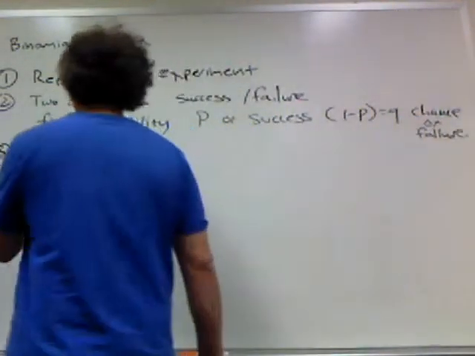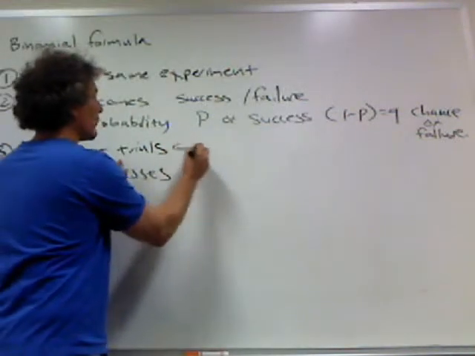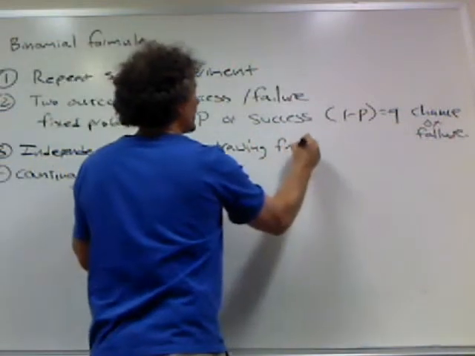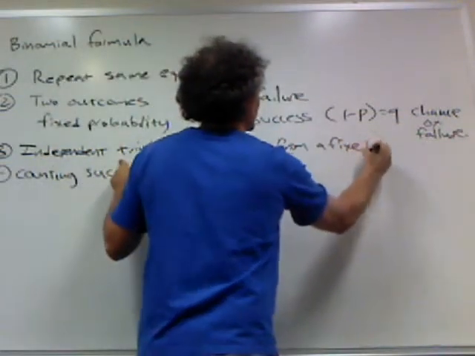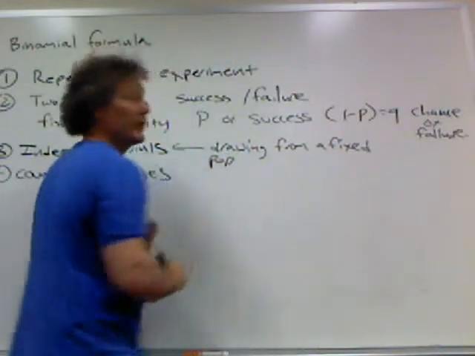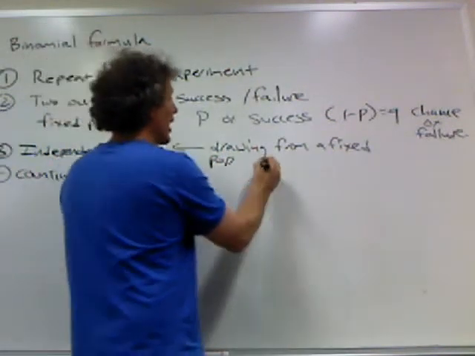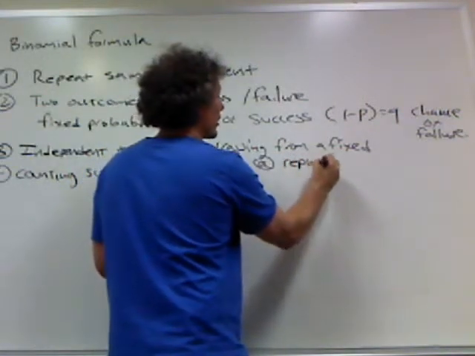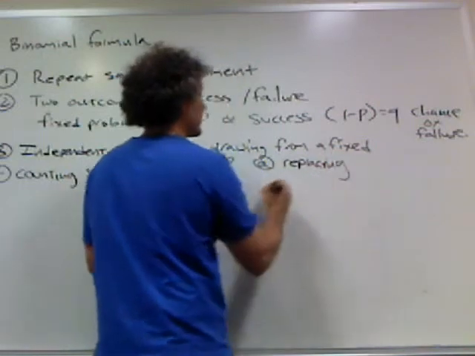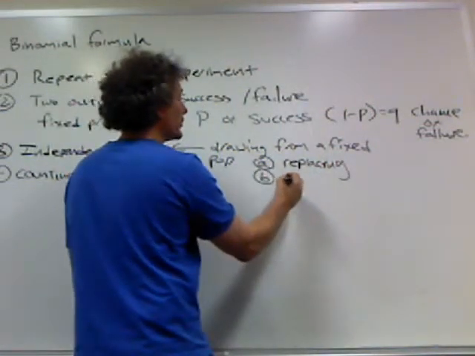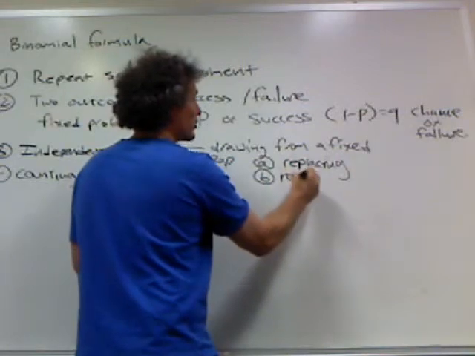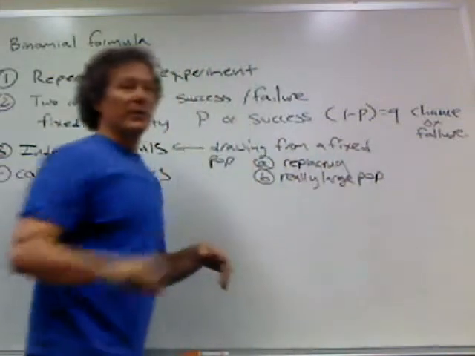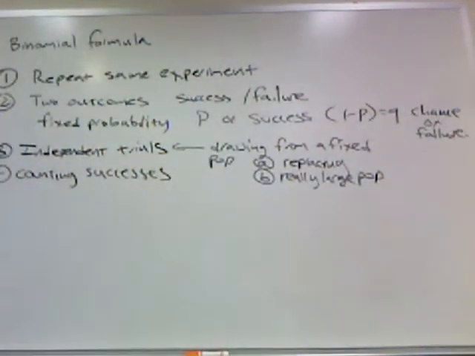Okay? By the way, what this definitely means is that if you're drawing from a fixed population, one of 2 things has to be true to use a binomial formula. Either A, you're replacing in between draws, or B, the population is so large, really large population, so that it doesn't matter that you take one out. It doesn't really affect the next draw very much anyway.